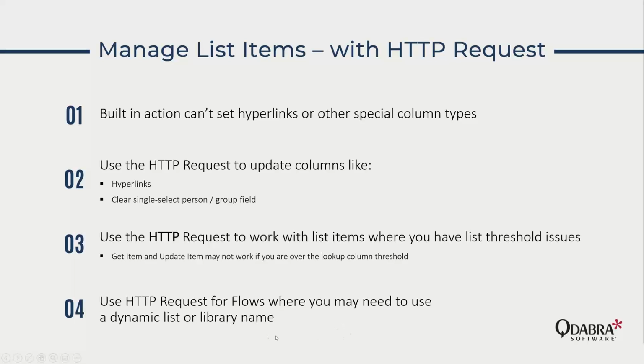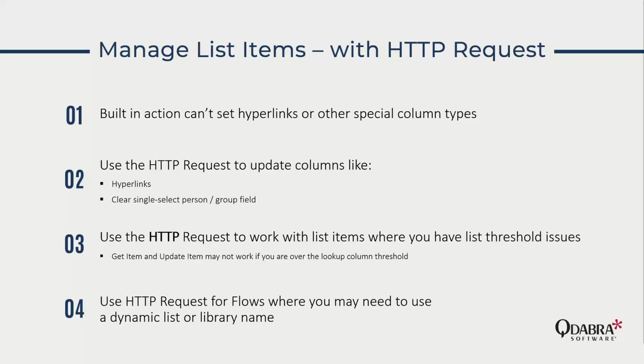And you can also use it for flows where you may need to use a dynamic list or library name. I've had to do this in a couple of cases where we've had lists that were exactly the same on several different sites, so the site URL needed to be dynamic. The lists had the same column names, but the list name was different, so we needed to use a dynamic list name there. And if you use a variable in the update item action, it won't give you any of the fields so you can populate them. So you end up needing to use an HTTP request.